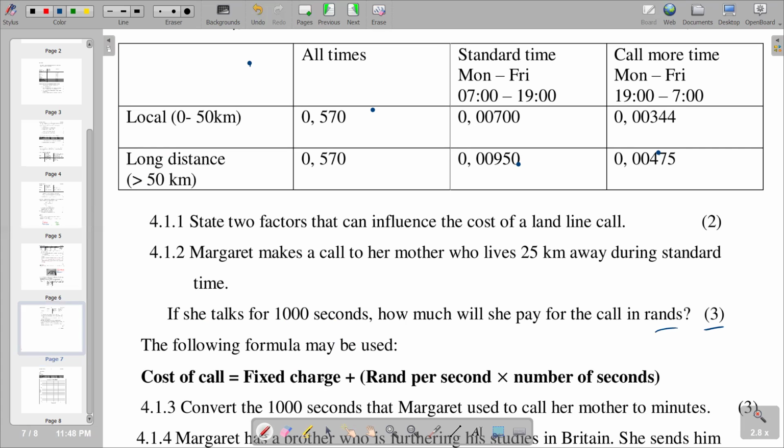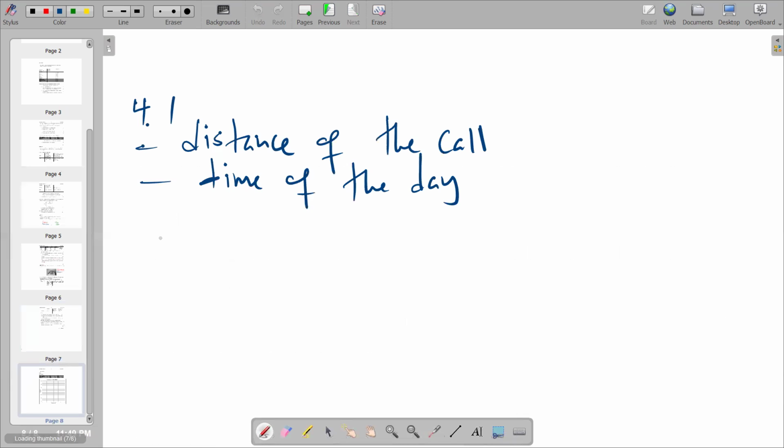Remember, for all calls we've got a fixed charge of 0.570 for local, and for long distance it is 0.570 again. So we have the same, and for standard time, according to the specification that we have, we are just going to use 0.570 as our fixed charge. If you refer to our answer section, we first put the formula, that is 4.2.